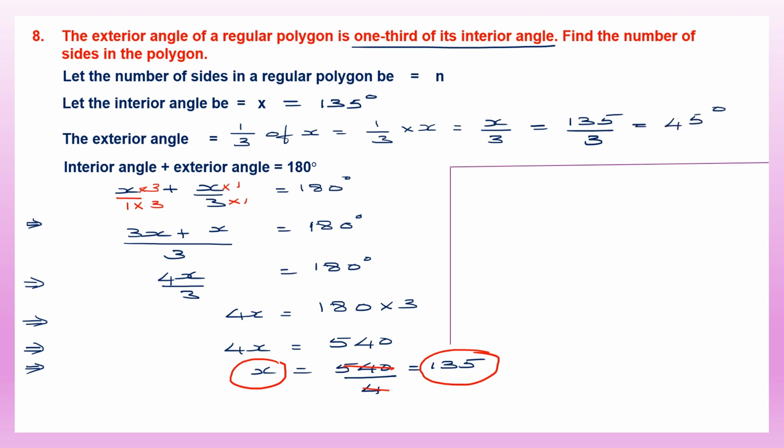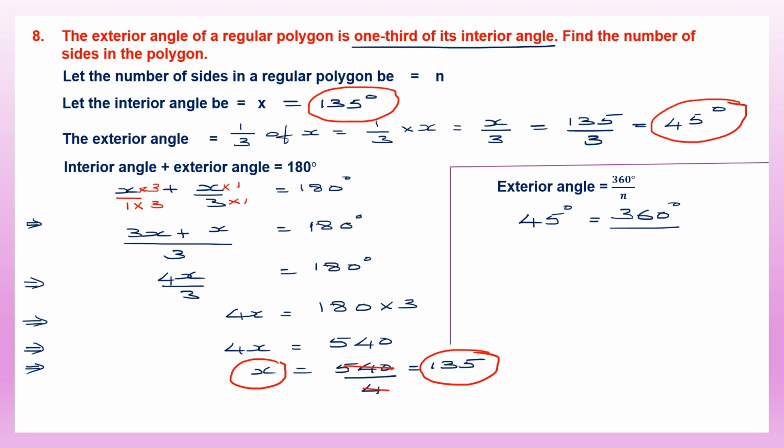So what have we found? We have found the exterior angle. You can use the formula for interior angle or the formula for exterior angle to find the number of sides, and it's always easier to use the formula of exterior angle, because the formula is exterior angle is equal to 360 degrees divided by n. So let's do that. How much is the exterior angle? 45 degrees, and this is equal to 360 degrees divided by n. Now if we transpose n to the other side, you get 45 into n, which is equal to 360.